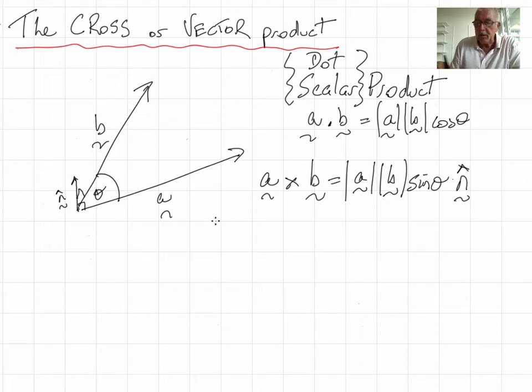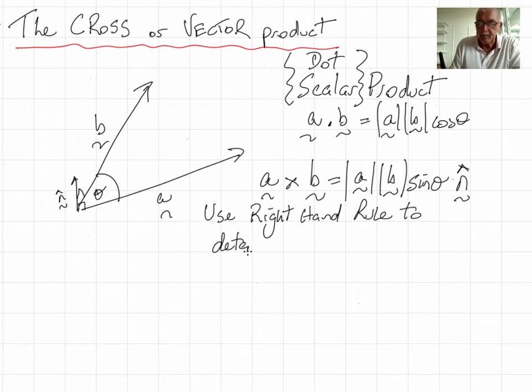So we use what's called the right hand rule. You must use your right hand for that. Right hand rule to determine the direction of the unit vector n.